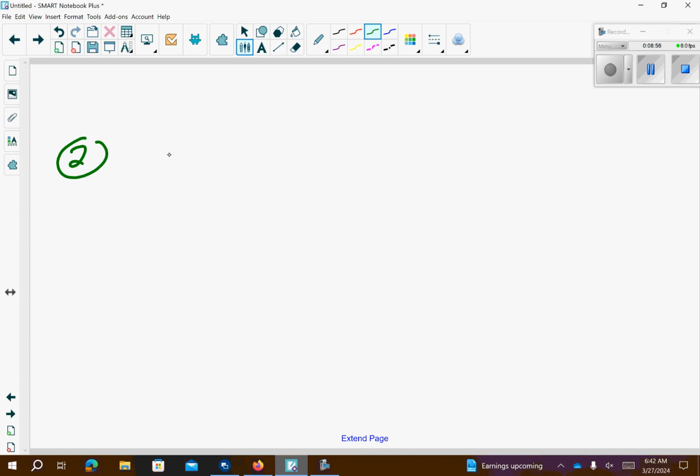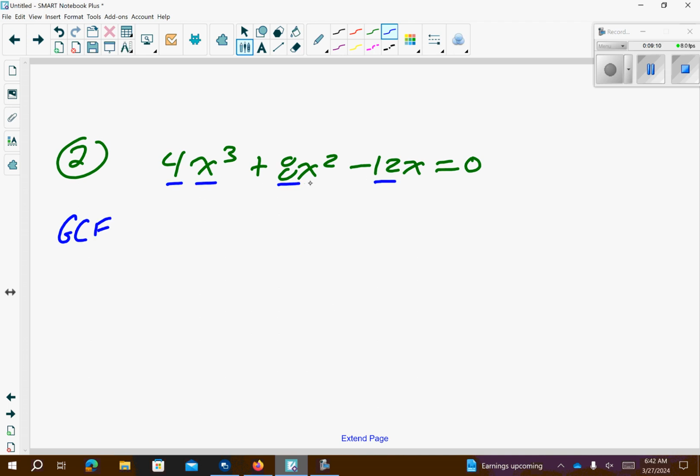Number 2, I don't know why we have ours upside down. Let's flip it over this way. Let's put the 0 at the end. So the first thing I want to do is take out a greatest common factor. So I can factor a 4 out of everything. I can also factor an x out of everything. So that's x squared plus 2x minus 3. That's equal to 0. Let's bring this down.